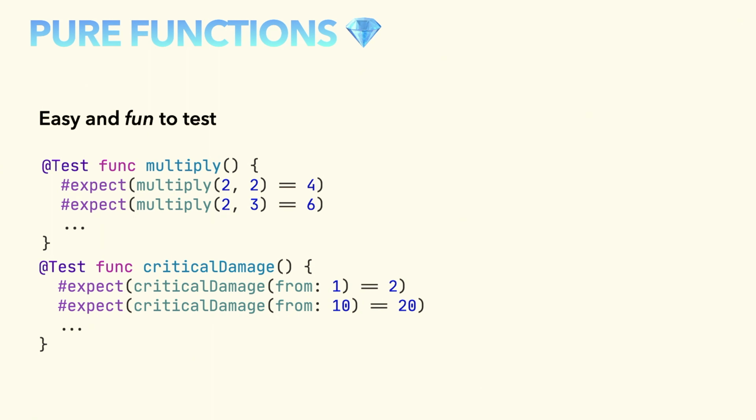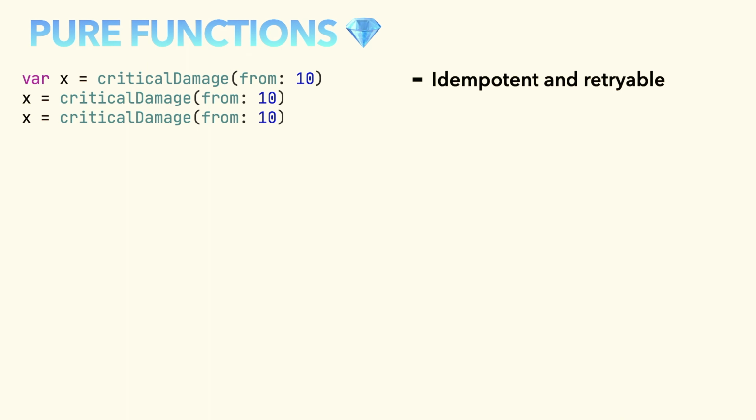Now, pure functions are idempotent and retriable. This means that we can call the same function multiple times and don't worry about resetting some state or cleaning up some resources between calls. This can be very useful when we do something like retrying failed network requests.